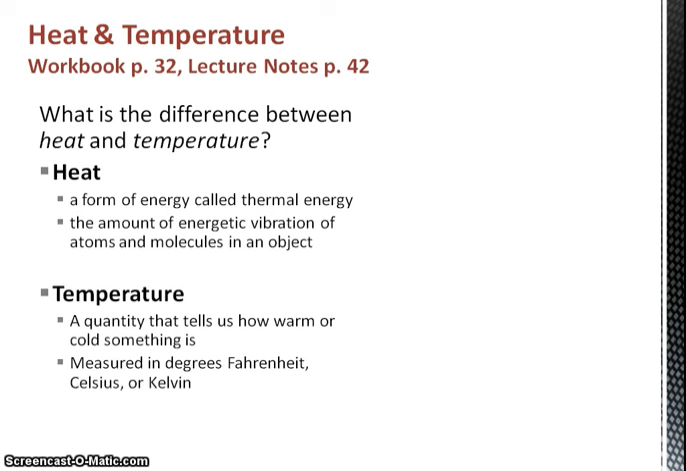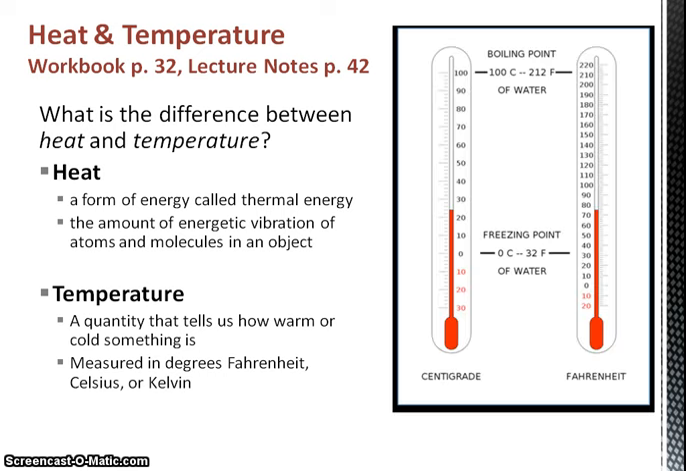So temperature is a quantity of how warm or cold something is. So we measure temperature oftentimes using a thermometer in degrees Fahrenheit, Celsius, or Kelvin. And so for example, you can see on this scale, this is comparing the centigrade or Celsius scale to the Fahrenheit scale, and the freezing point of water is 0 degrees Celsius but 32 degrees Fahrenheit. And the boiling point of water is at 100 degrees Celsius or 212 Fahrenheit.